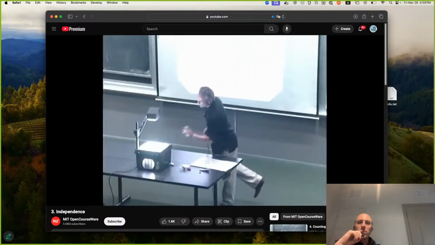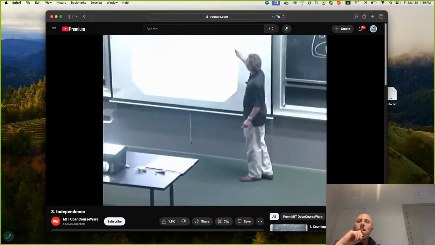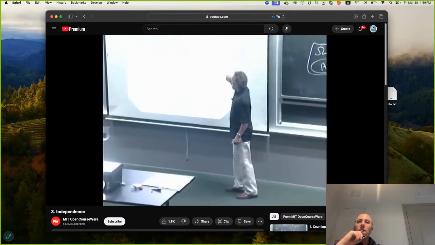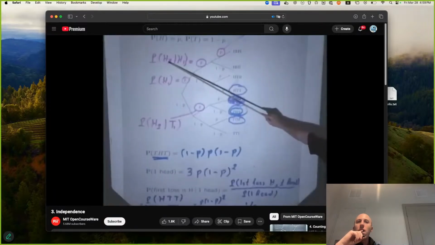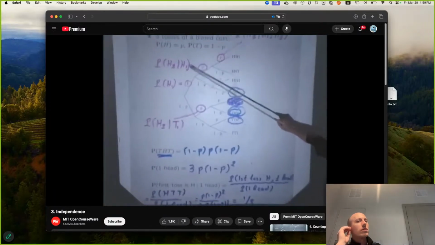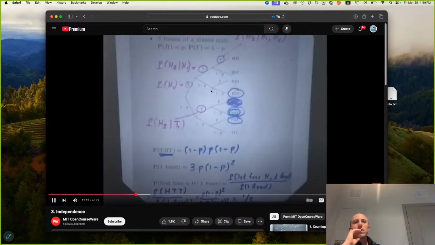Now, let's focus on this special feature of this particular model that I discussed a little bit earlier. Think of the event heads in the second toss. Initially, you know that the probability of heads in the second toss is p, the probability of success of your coin.